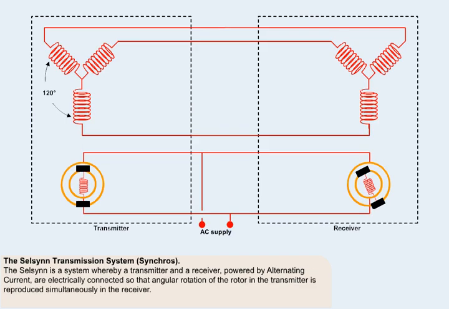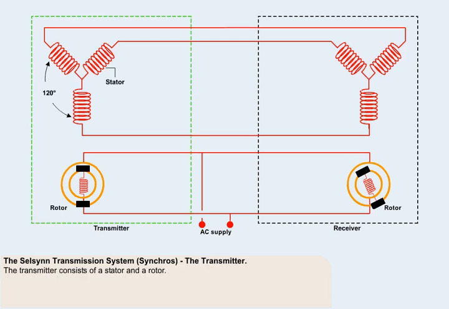The Selsyn was developed in 1925. Halfway through the Second World War, the Americans reinvented the Selsyn and called it the Synchro. The Selsyn is a system whereby a transmitter and a receiver, powered by alternating current, are electrically connected so that angular rotation of the rotor in the transmitter is reproduced simultaneously in the receiver.